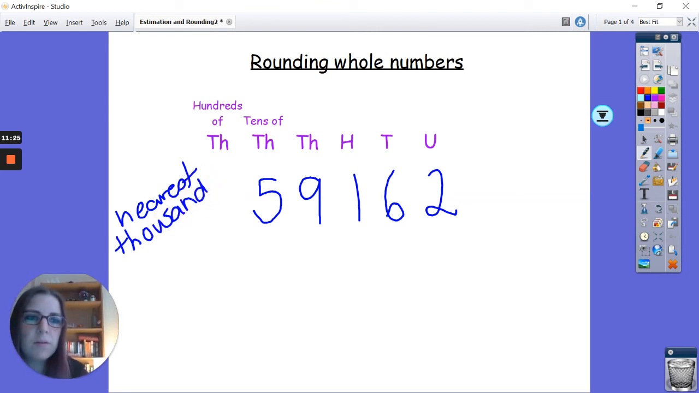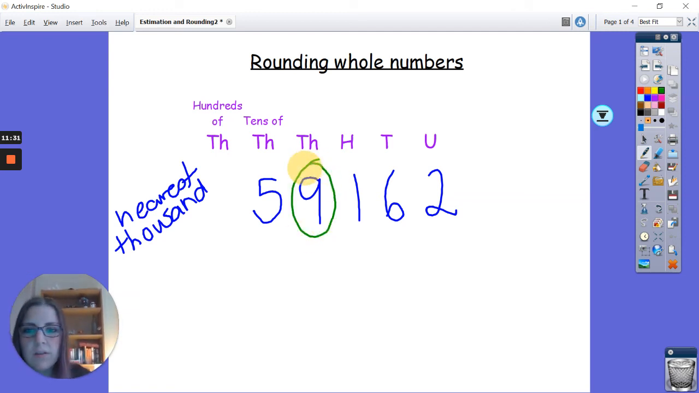So I'll find my thousands column. That's my thousands there. 59,000. So you could think we've got 59 thousands, we do, but we can break that into saying we have 5 tens of thousands and 9 single thousands. Then there's 162. So I've got 9 in my thousands column. Options are stays the same or goes up by 1. How does 9 go up by 1?